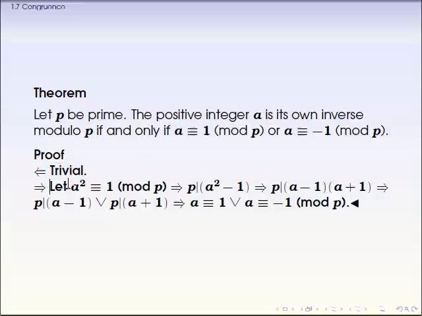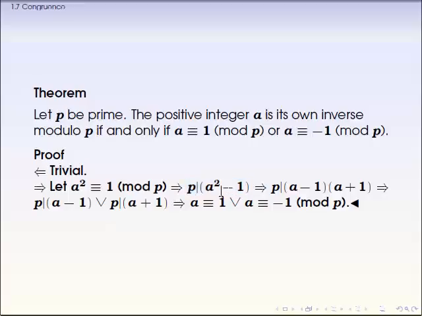Now let's say a is its own inverse modulo p. Then by the definition of inverse, we can say a squared is congruent to 1 modulo p. Then by the definition of congruence modulo p, a squared minus 1 must be a multiple of p. So p is a divisor of a squared minus 1.